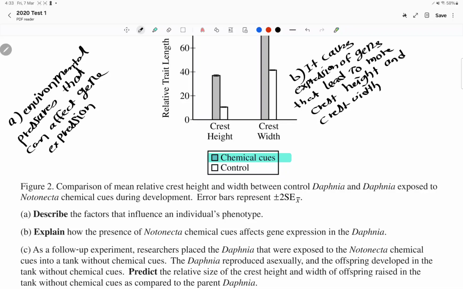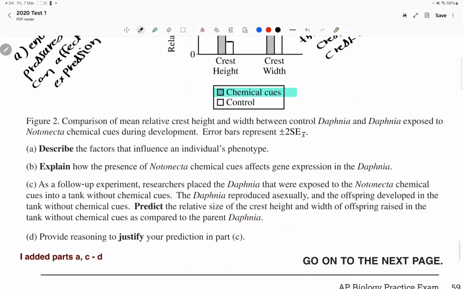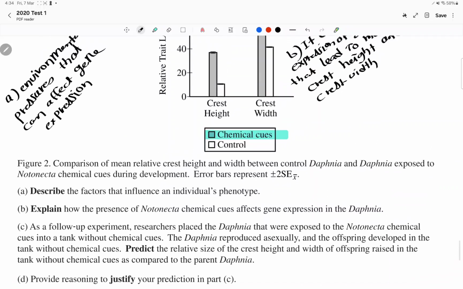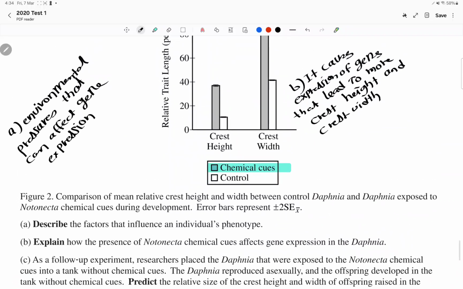How can you get more crest height and crest width? There has to be a gene that has to be expressed or turned on, basically. Can you see more expression of genes that are responsible for height, for crest height and crest width? Yeah, that's what I said, right? What did you say again? More expression of genes that result in what? That are responsible for. Yeah, exactly.